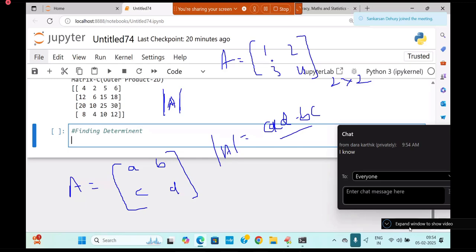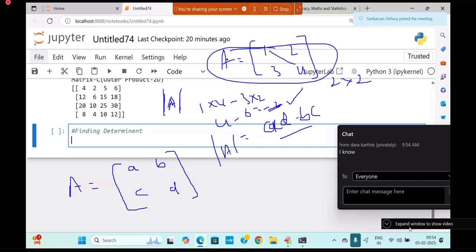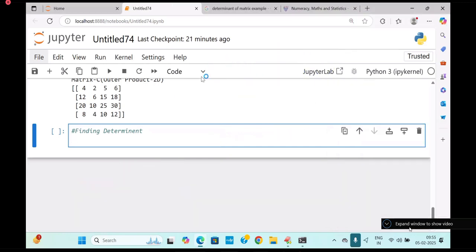So what is the AD value here? 1 into 4 minus 3 into 2, which is 6. 4 minus 6 is minus 2. Minus 2 is the determinant of A. You know that? So simple. Coming to this place, 1, 2, 3, 4.